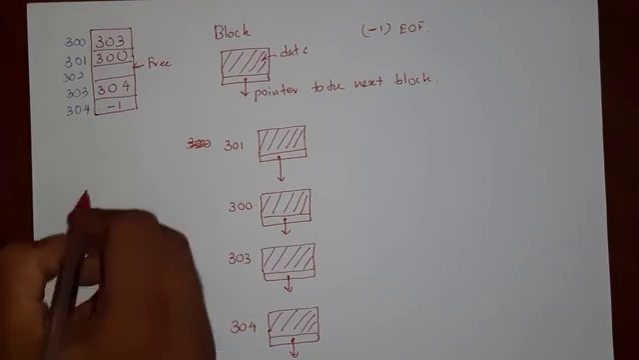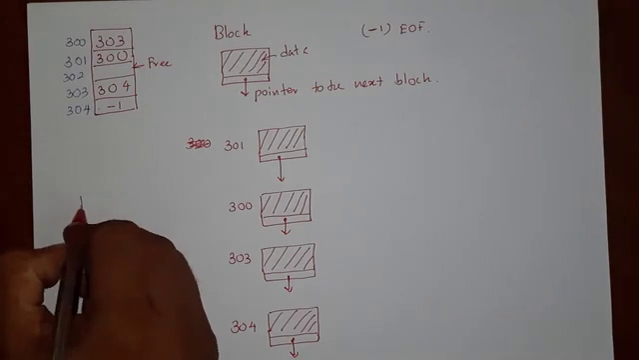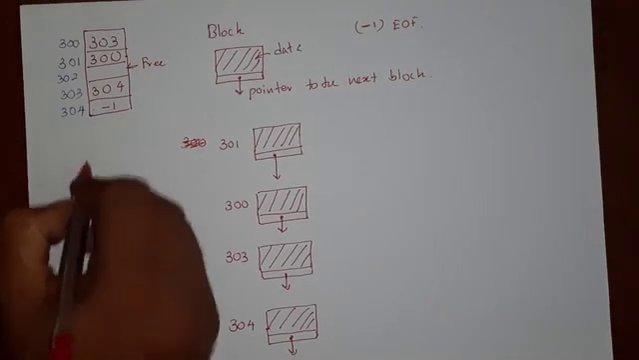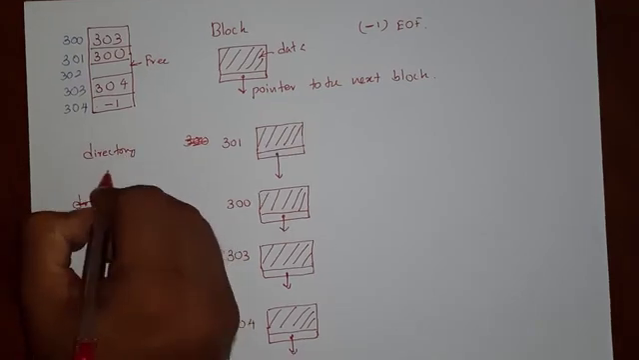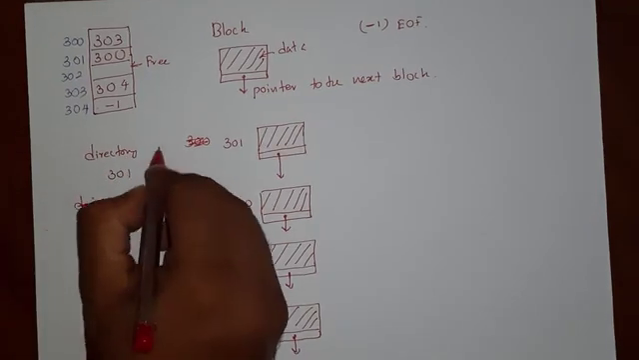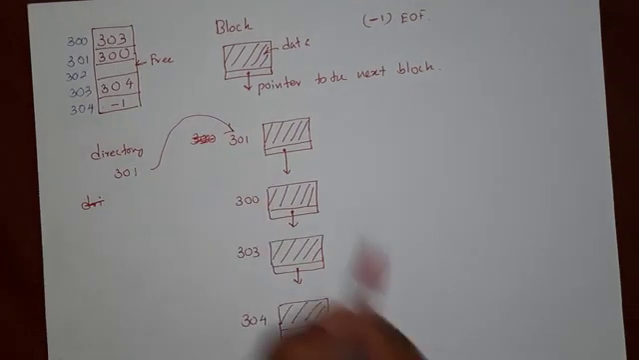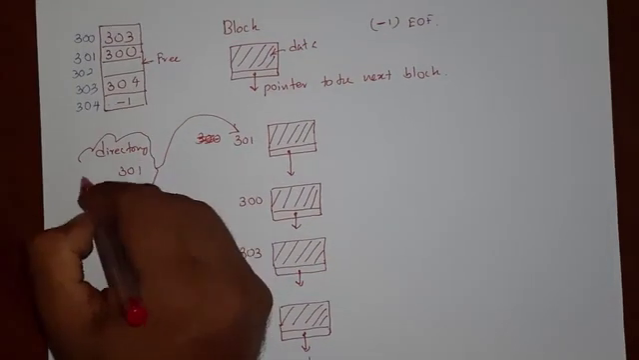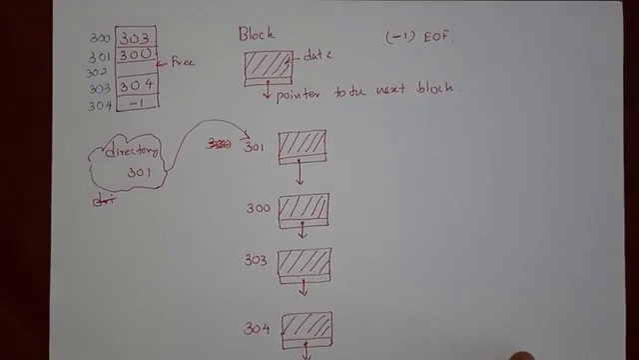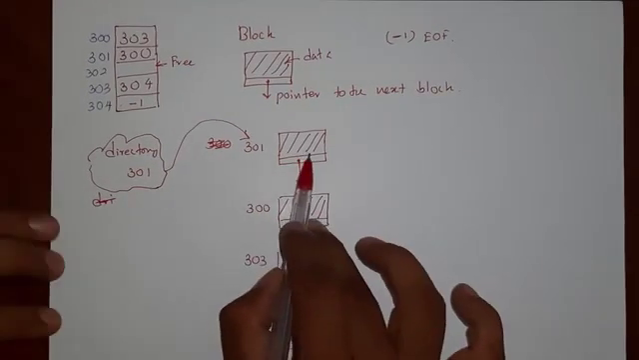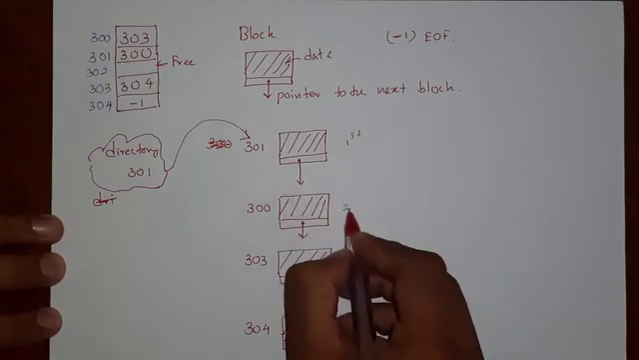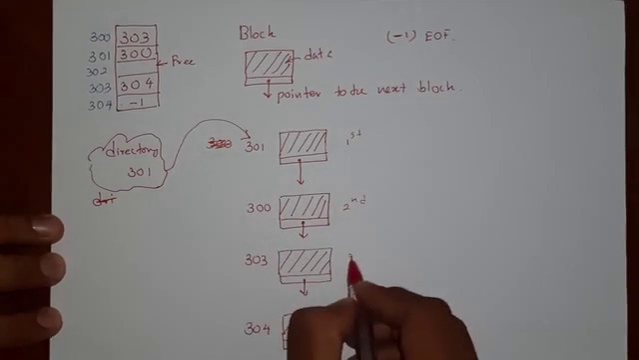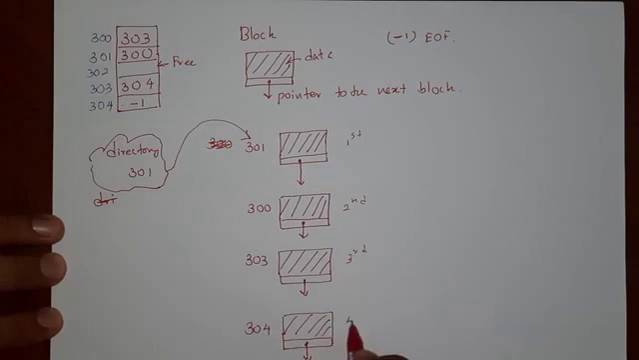So this is the directory. The directory contains 301, which points to the 301. That's the first block. This is the second block, 300, the third block, and the fourth block. So there are 4 blocks.